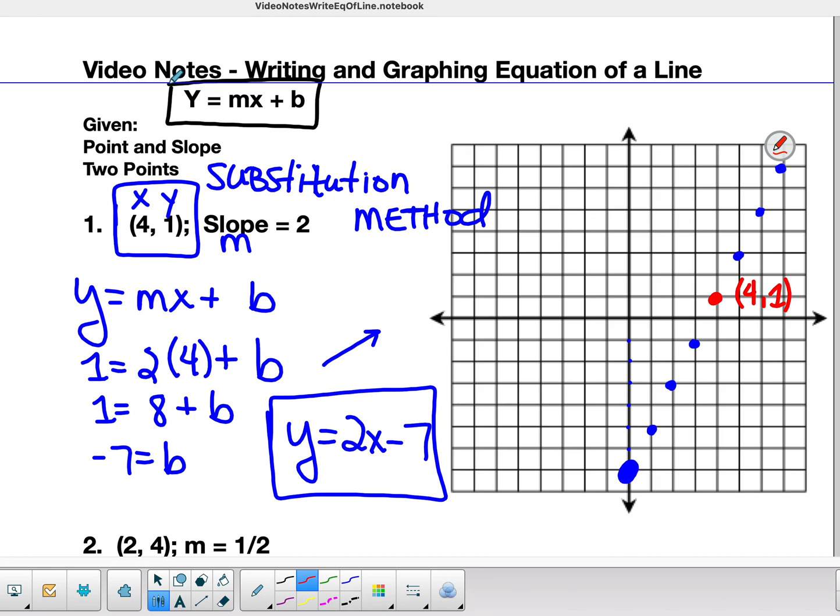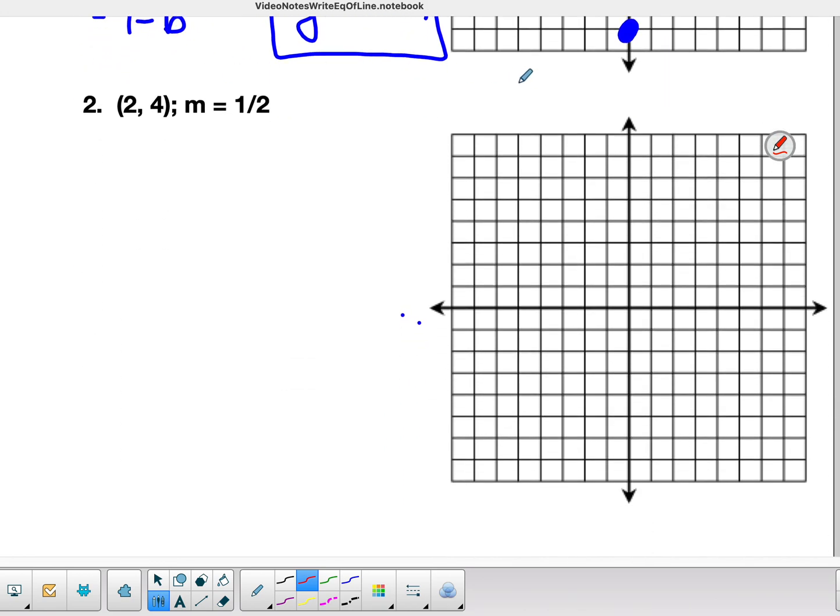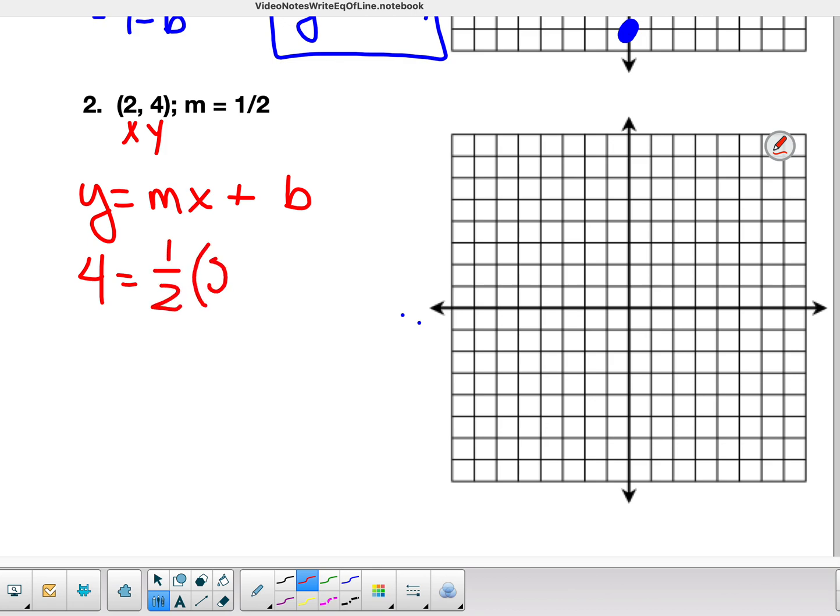Now let's do one more together on the video. So here I have the ordered pair 2, 4. So this is my x, this is my y. My m is 1/2. Here's my equation. I'm going to make substitutions. Y becomes 4, m is 1/2, x is 2, leaving me with one unknown, or b. And when I clean this up, 1/2 times 2 is 1. When I subtract 1 from both sides, b is 3.